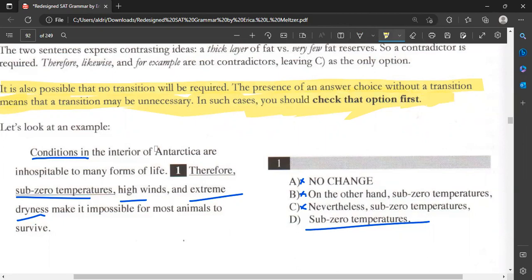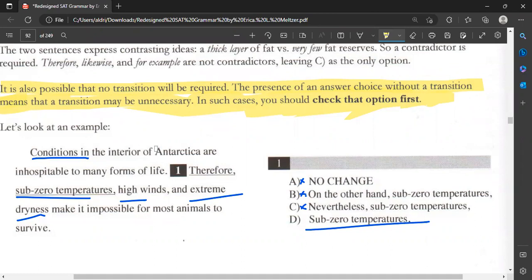So conditions in the interior of Antarctica are inhospitable to many forms of life. And then we have high winds, extreme dryness. These make it impossible for most animals to survive. Is this a contradicting thing? No. Okay, it's not a contradicting thing. So we can remove on the other hand, we can remove nevertheless. So B and C are out. Is it a cause and effect? No, it's not a cause and effect. So A is out, therefore is out. It's not needed, just like Jaden said.